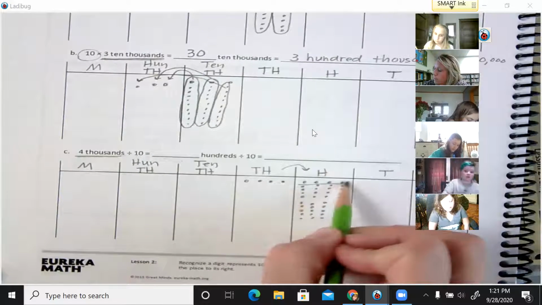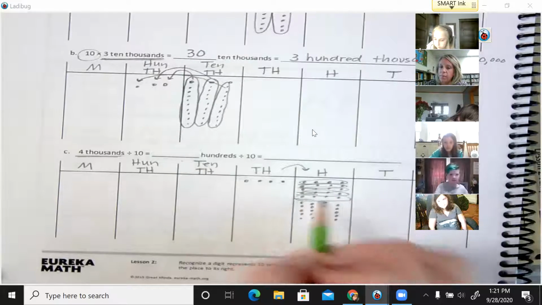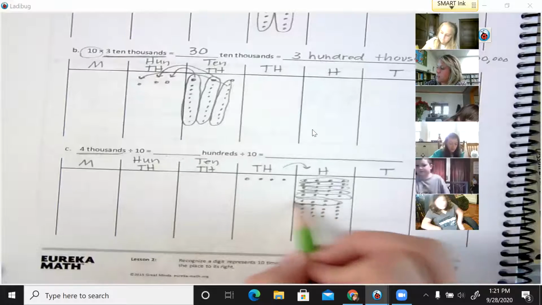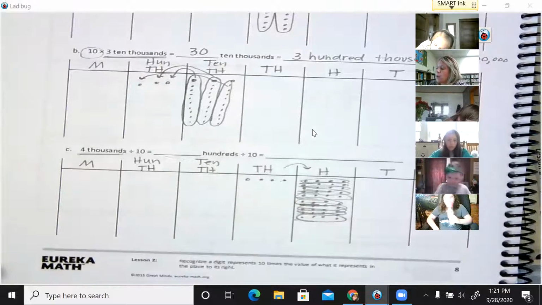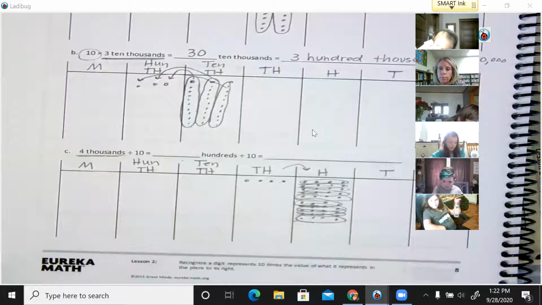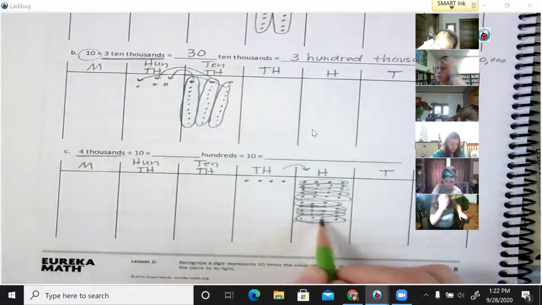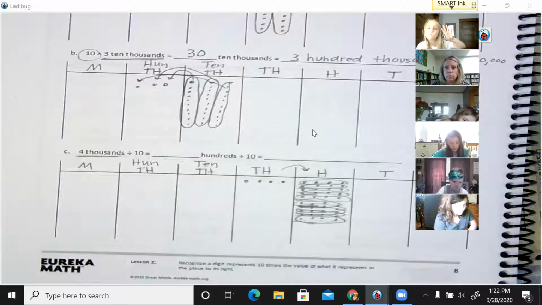So I'm going to make 1, 2, 3, 4, 5, 6, 7, 8, 9, 10. Now I'm going to look at how many hundreds are in each of my groups, my equal groups. So you're going to look at one of those circles and count how many dots are in there, how many discs. Anyone know? Go ahead.